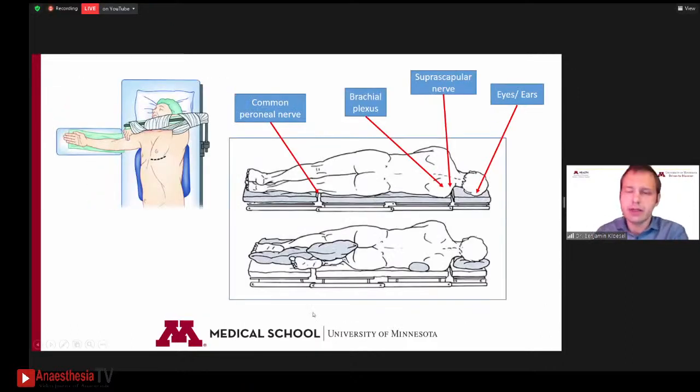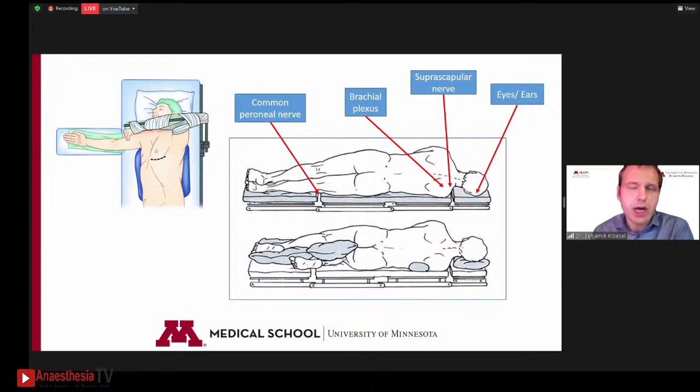And as you can see here, typical areas that are under higher risk for injury are the common peroneal nerve, the brachial plexus, the suprascapular nerve, and then obviously eyes and ears. So good padding, making sure that everything is in neck neutral position, and the axillary roll should all be part of the positioning considerations.